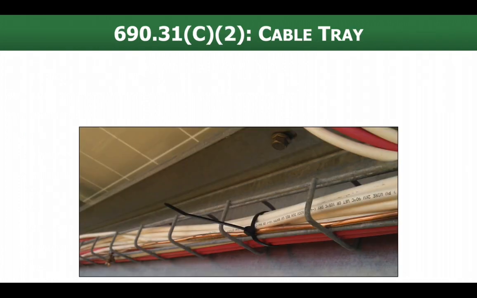690.31(C)(2) has a special allowance for PV systems in regards to cable tray. Cable tray is kind of like what you see on the slide here, used in a lot of different applications, in industrial facilities and in different uses. We use it sometimes, especially on ground-mounted PV systems, as a way to manage and hold all of the string wires that are running along that long row of racking. So in 690.31(C)(2), we have an exemption from cable tray requirements in Article 392, that would be 392.10(B)(1).